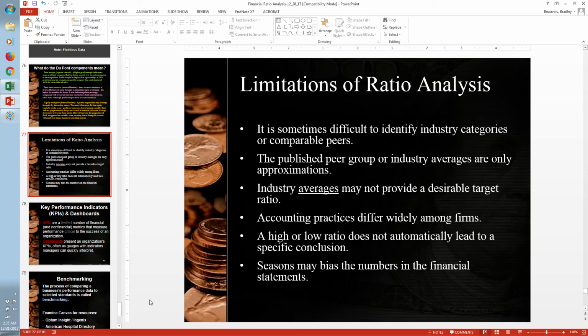Depending on how much faith you put in our accounting systems, there are some issues with regards to, even under generally accepted accounting principles, you do have differences across organizations, which of course can affect their financial statements and how those numbers can or should be interpreted. Okay, and secondly, the industry averages, peer group averages, are only approximations.